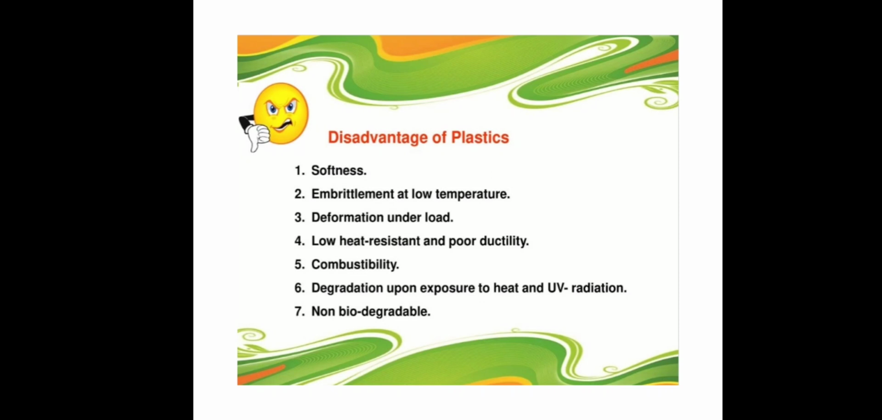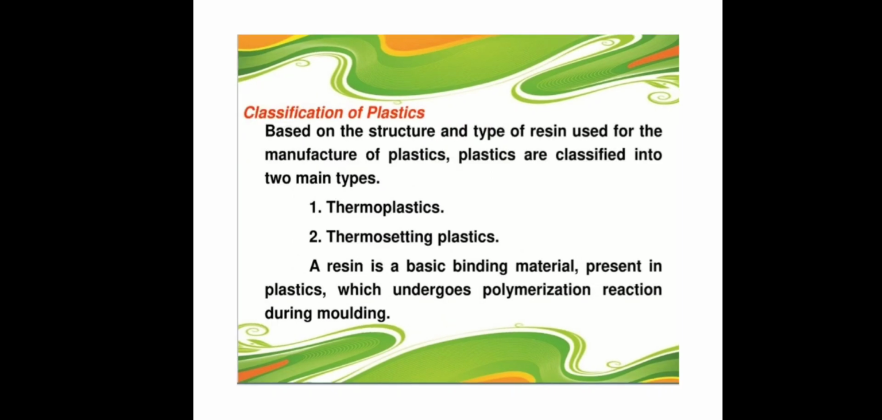Here are the disadvantages of plastics. Softness is the first disadvantage, and embrittlement at low temperature. Then the third one is deformation under load, low heat resistance and poor ductility, compressibility, degradation upon exposure to heat and UV radiations, and non-biodegradable. These are the major disadvantages of plastics.